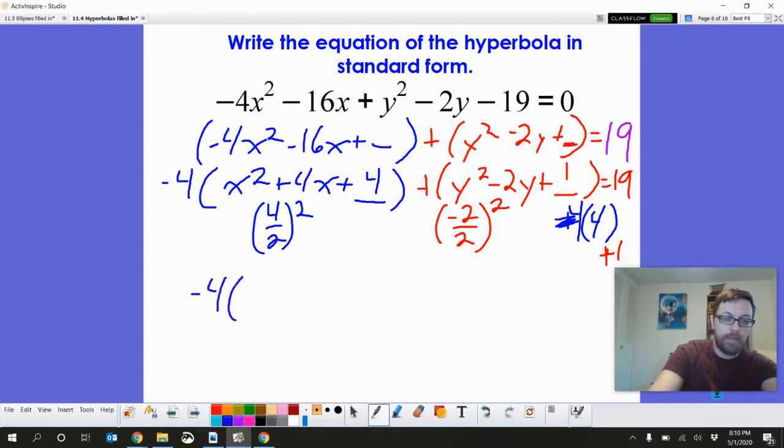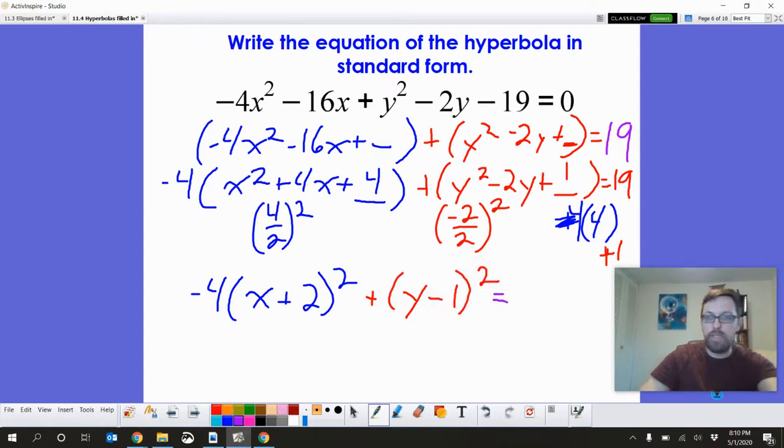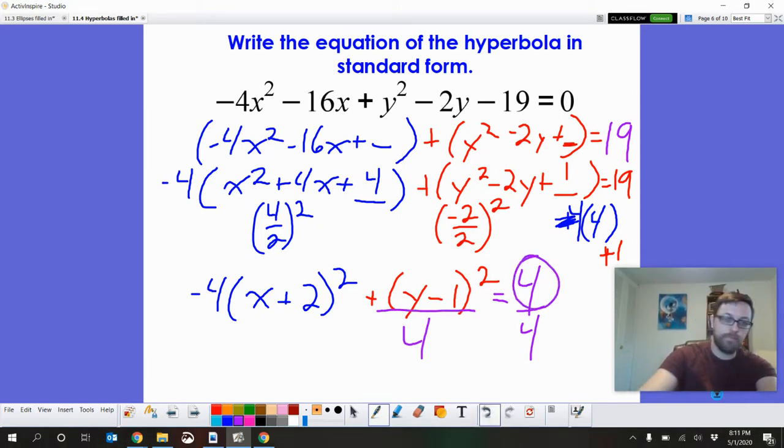All right, we're going to do our factors. So we've got x plus 2 right here. And then we factor the other one. We've got y minus 1 squared. And it's all going to equal 19 minus 16, which is positive 3 plus 1. Okay, 4. And just like last time, we don't want that 4 to be a 4. We want it to be a 1, so we're going to divide everybody by 4. Whatever this number right here is, divide everybody by it, because we want that thing to be a 1.